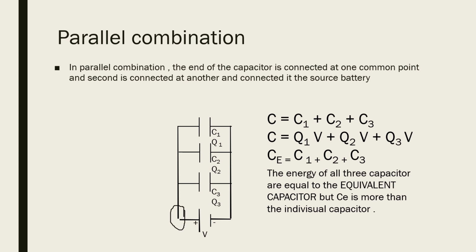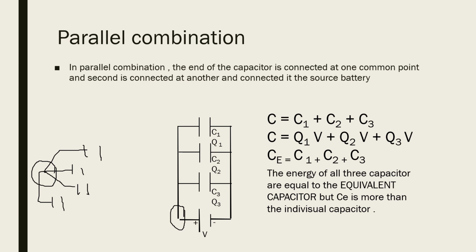If we are talking about a parallel circuit, it can be like this also. Just suppose that these are the capacitors. So these capacitors are connected at a common point and that common point is directly connected with the battery. So these types of combinations are called parallel combination.